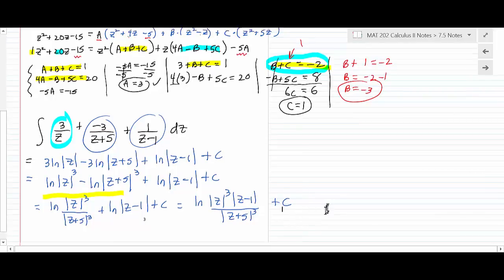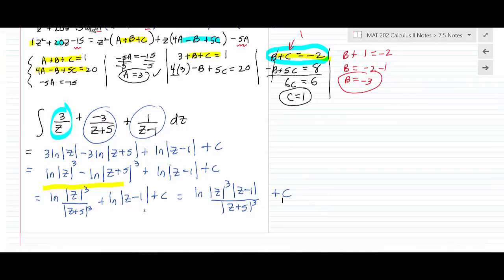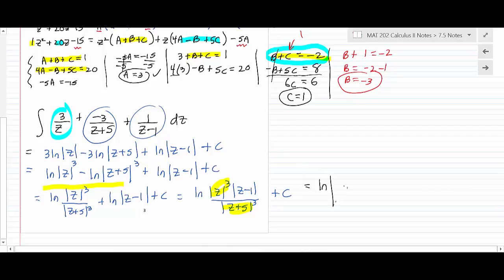Probably the best way to write this answer is, since these 2 things right here already have a third power, you could make that whole thing to a third power if you wanted to. So the best way to me to write this answer would just be ln of z over z plus 5 to the third, and then times z minus 1 plus c like that.